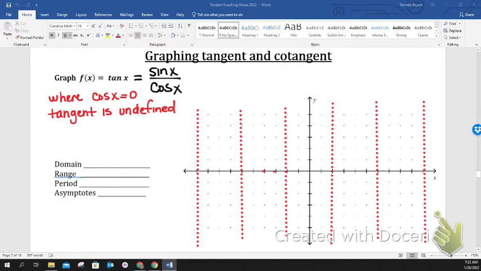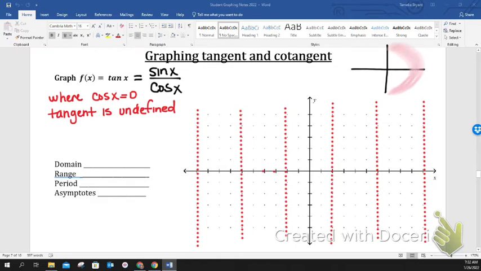So let's look at what's happening in between. Look at your unit circle. So we figured out that we have our asymptotes on our y-axis here. So let's figure out what's happening in between. That would be what's happening in these quadrants with tangent.